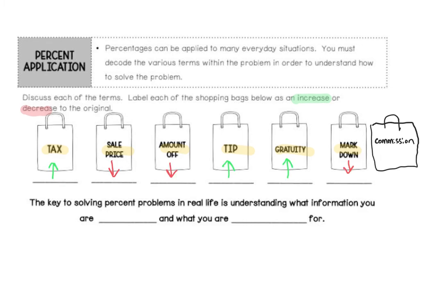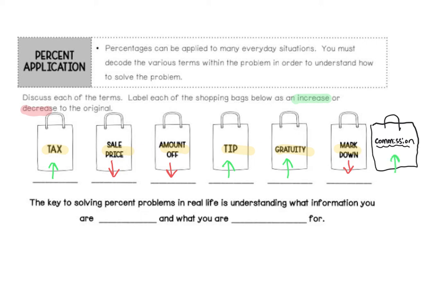So here's what all of these things actually do to our original value. Taxes increase it, sale prices decrease it, amount off decreases the original, tips increase the original, gratuity increases the original, markdowns decrease it, and I added this other little wobbly bag to represent this thing called commissions, which we're going to talk about on the next problem. But a commission is also going to represent an increase.